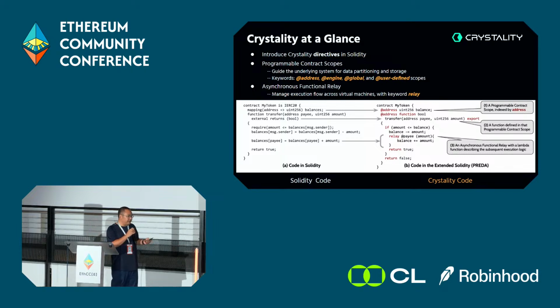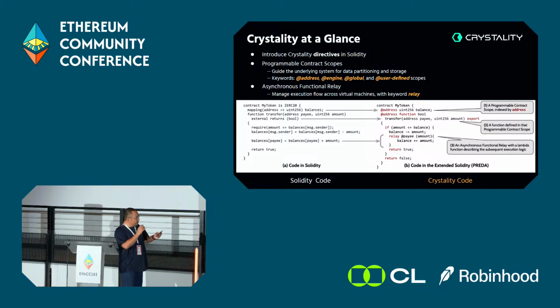I show an example of Solidity code and Crystality code in this picture. On the left-hand side, you can find ERC20 Solidity code, and on the right side is Crystality code. It is really simple to add the directives. We use the addAddress directive to define the variable that guides the underlying system to partition data by address. And then we do the similar thing, adding addAddress to define the transfer function. It enables this function to process different incoming transactions with different EVM instances.